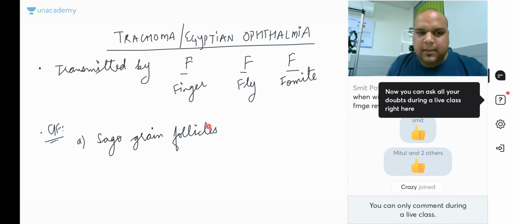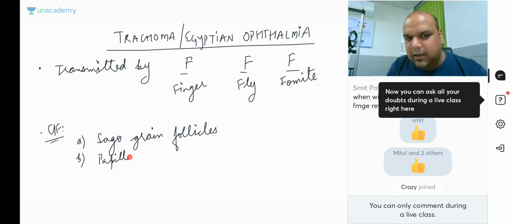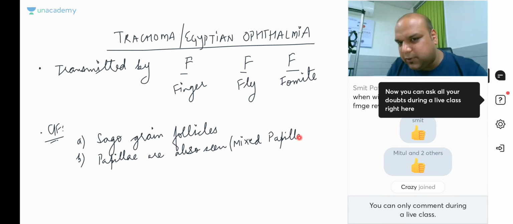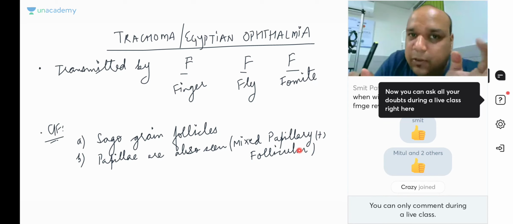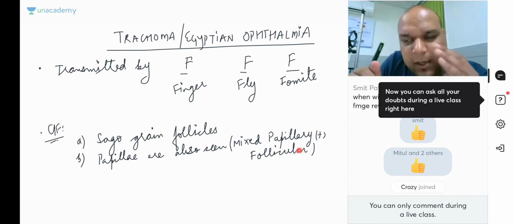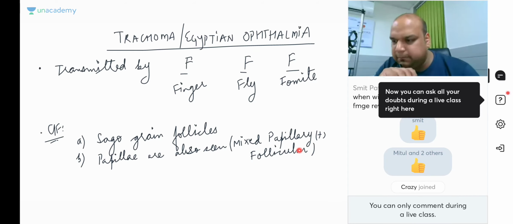Okay, everybody? Now, secondly, even papillae are seen. Even though I'm saying it is primarily a follicular conjunctivitis, papillae are also seen. So this is mixed papillary plus follicular. Just remember this, everybody: if in the options it is written which type of conjunctivitis it is, and the option is only follicular, you answer it. But if the option is mixed papillary and follicular, you answer that. That is the better answer. Okay, everybody? Done?